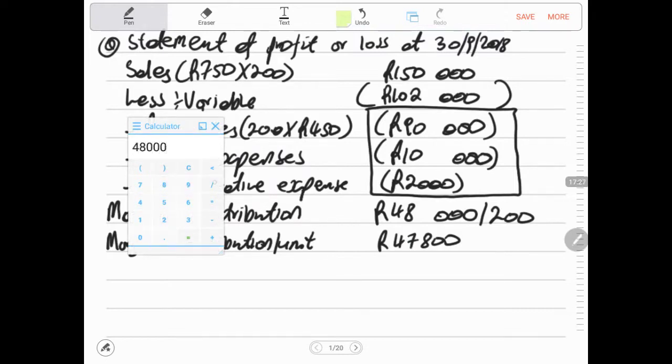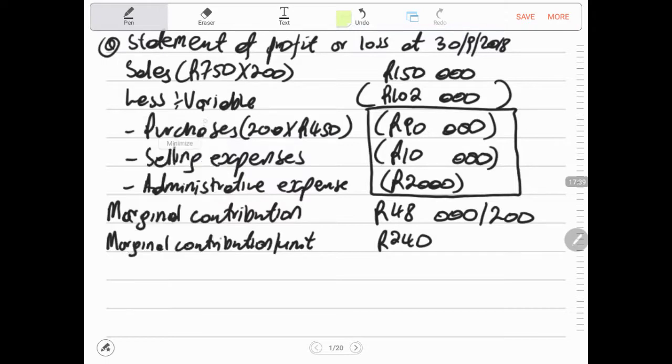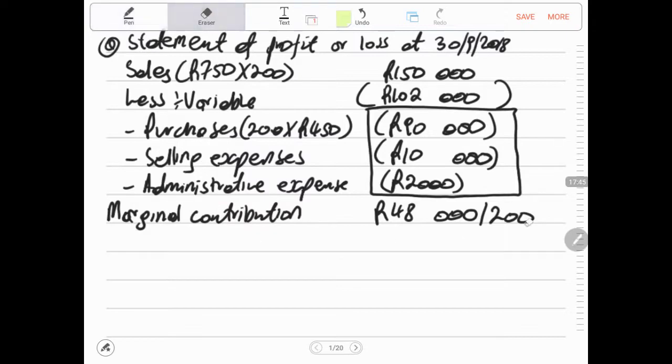48,000 divided by 200 will be 240. I was wondering why it is so big. It will be 240, so now this is per unit. I will explain this in line with the second question. It's not applicable here, but just remind yourself of that contribution per unit. Then I'll divide and take that to 40, which will be the contribution to fixed cost.